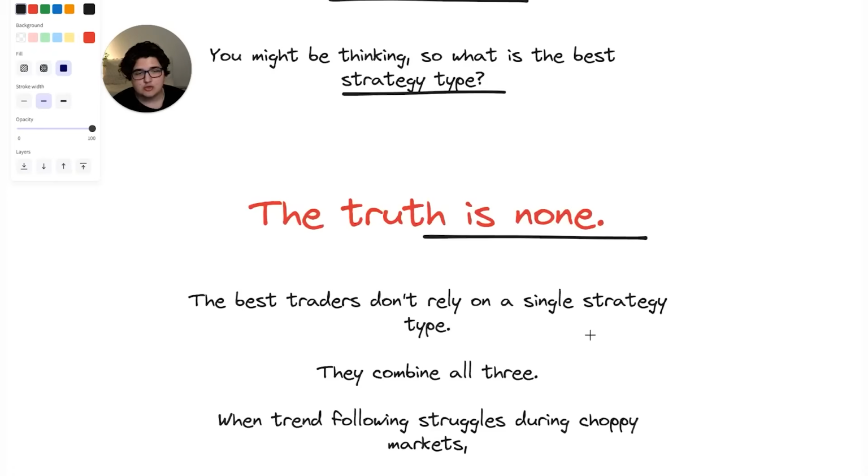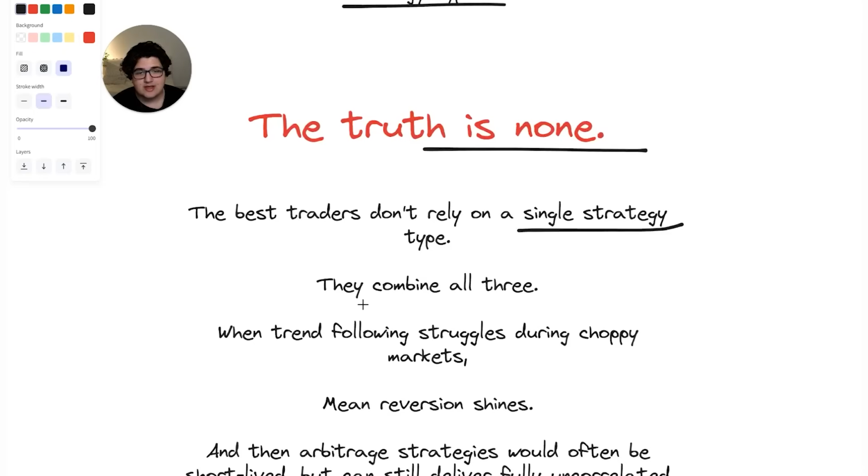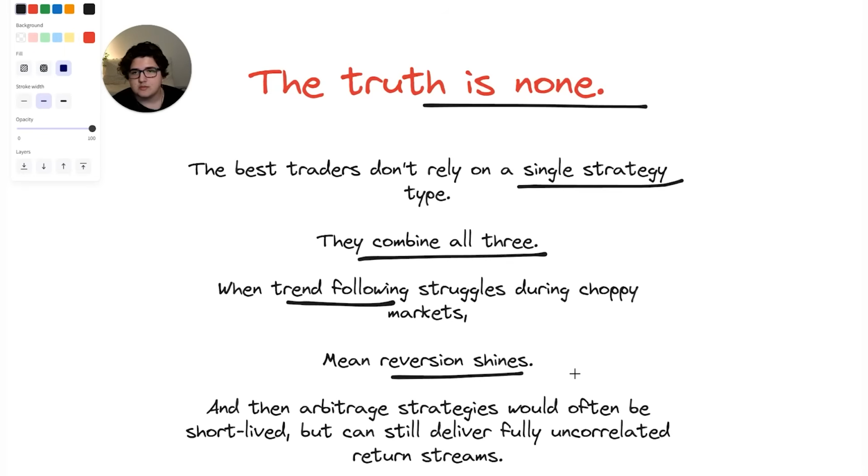The best traders normally don't rely on a single strategy. They actually combine all three or even more strategy types. Obviously, these are just the main ones that encapsulate probably about 80 or 90% of the strategies that most people are trading. To give you an example, when trend following strategies are struggling during choppy markets, mean reversion completely shines, meaning that you're making way more money on mean reversion compared to trend following.